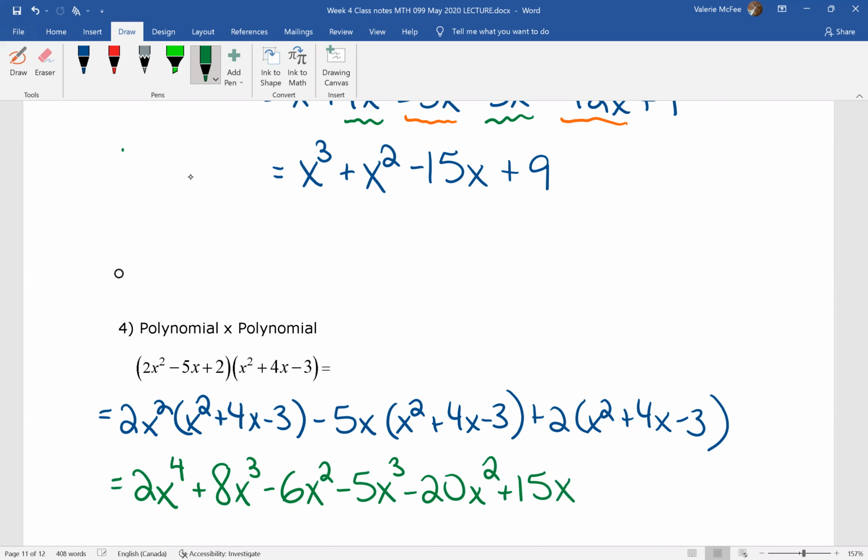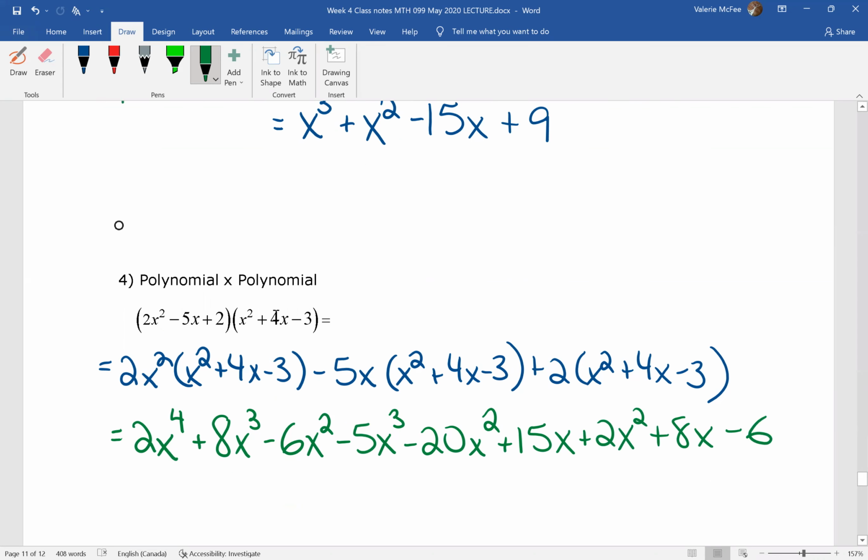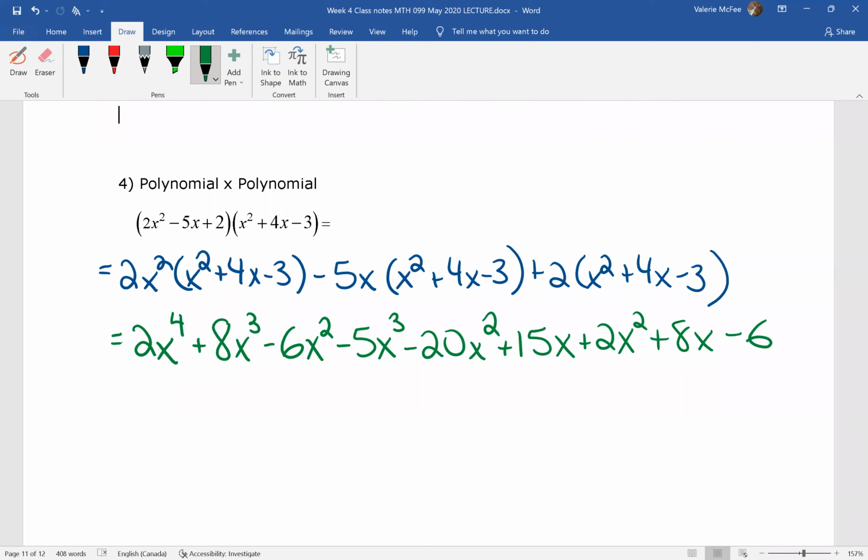Plus 15x, 2x squared, plus 8x minus 6. Well, there were a lot of like terms for you to be careful about here.